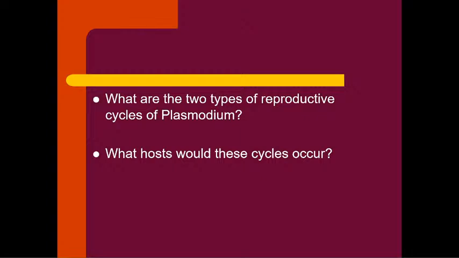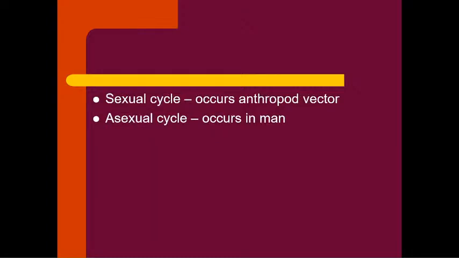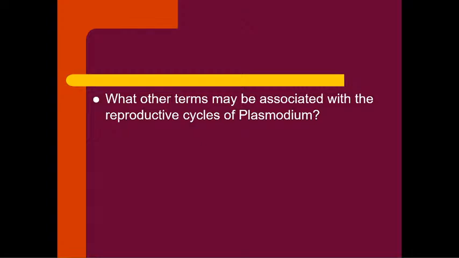Now, there are two types of reproductive cycles. We're going to discuss Plasmodium first. What are the two types of reproductive cycles that Plasmodium has? It has a sexual cycle and an asexual cycle. These two cycles occur in different hosts. The sexual cycle occurs in the arthropod host, and the asexual cycle occurs inside the human host, or in man.